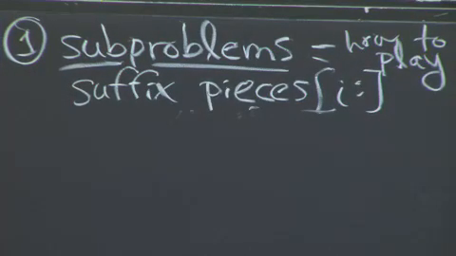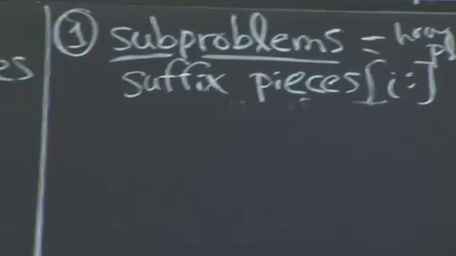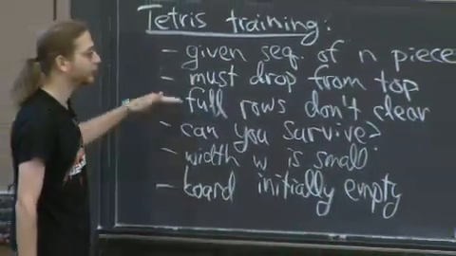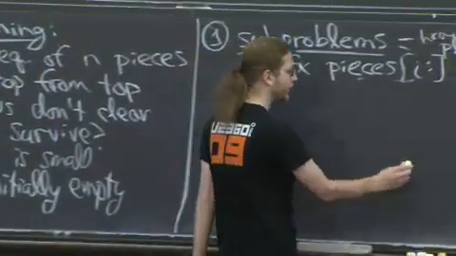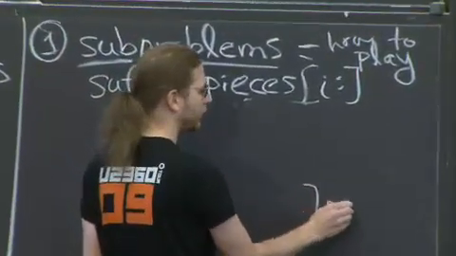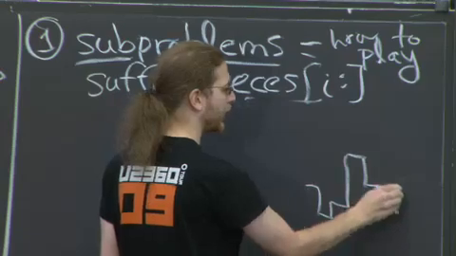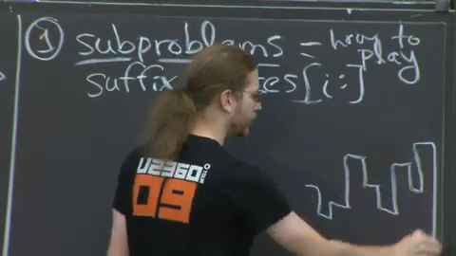And here's where I'm going to use all of these assumptions. If you always drop things from the top, and rows don't clear, then all you really care about is how high each column is. This is what you might call the skyline of the board.